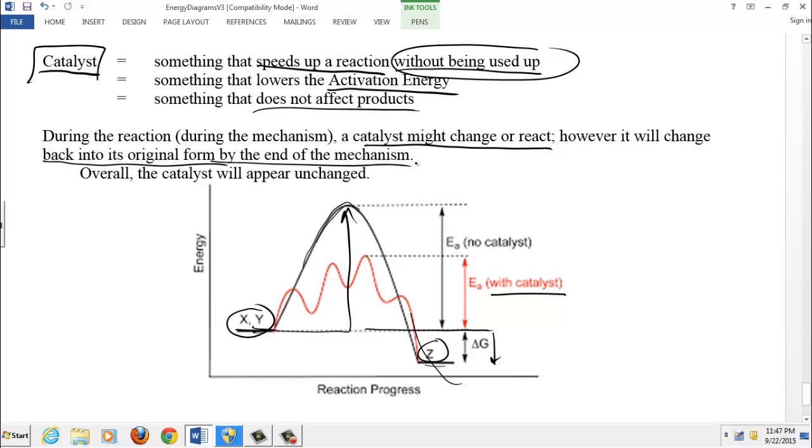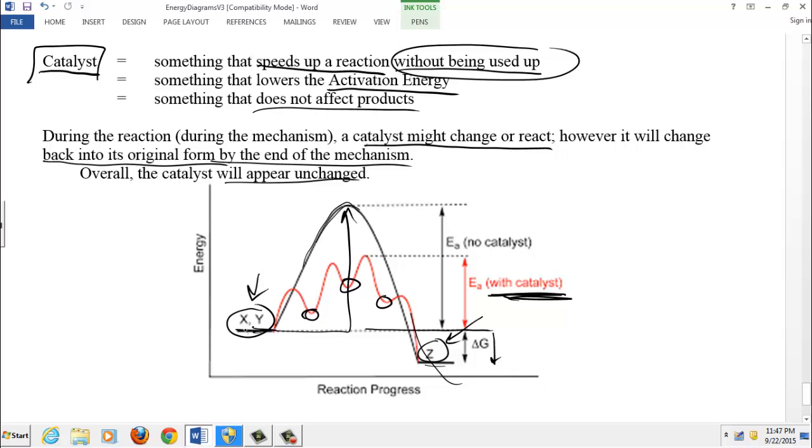And then when the scientist says, hey, what form did I put the catalyst in at the beginning and what form did I get the catalyst back at the end? If they're the same, it appears to be unchanged. But actually it can change during the course of the mechanism, just as long as it changes back. And so with the catalyst, we have a brand new mechanism, and we get 1, 2, 3 intermediates.